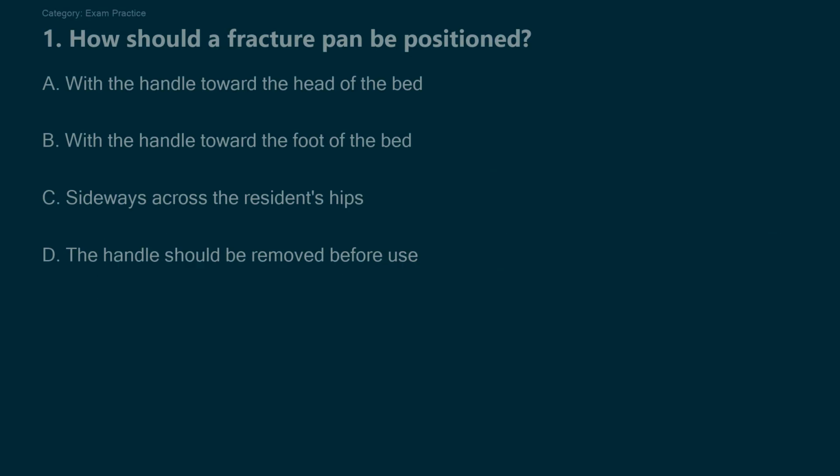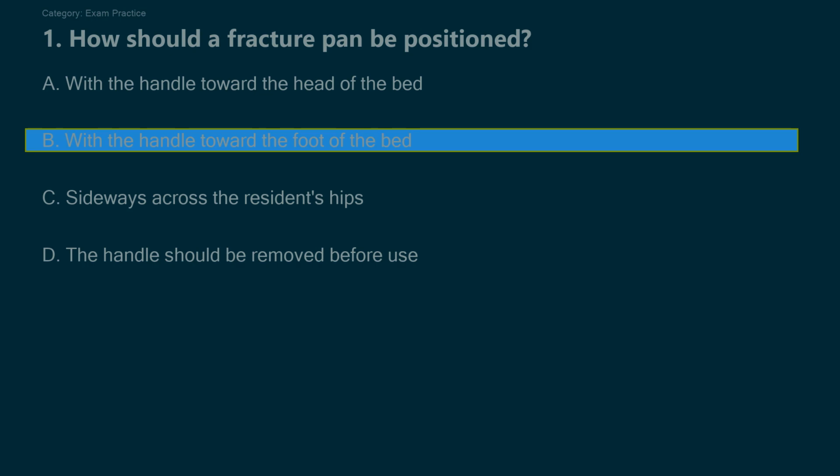Question 1. How should a fracture pan be positioned? Option A. With the handle toward the head of the bed. Option B. With the handle toward the foot of the bed. Option C. Sideways across the resident's hips. Option D. The handle should be removed before use. The correct answer is option B. With the handle toward the foot of the bed.